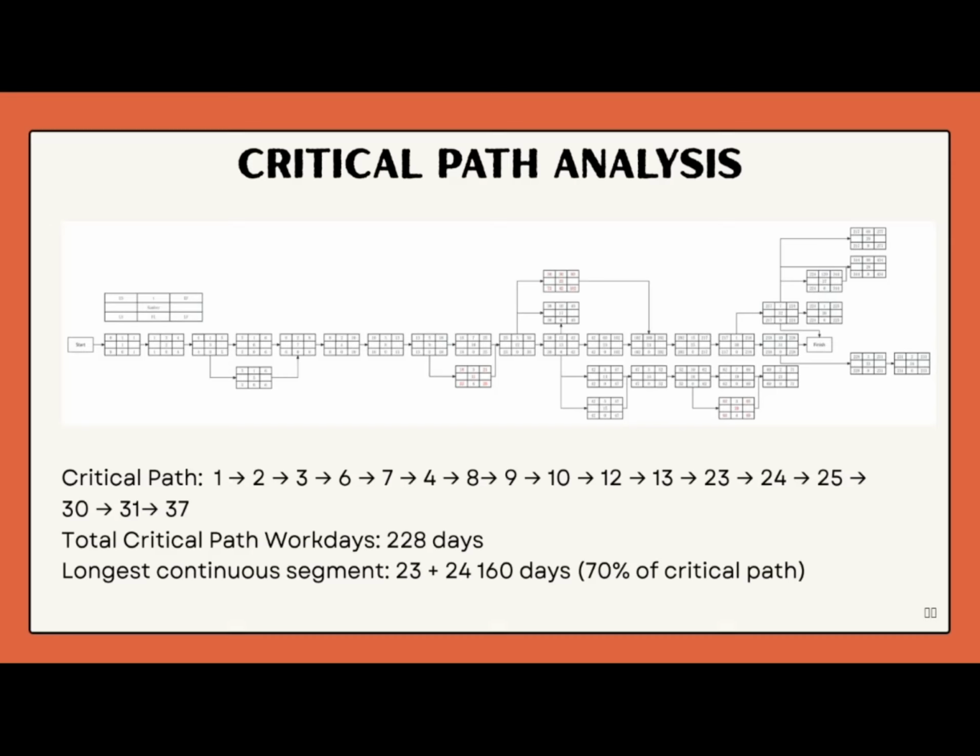The longest continuous segment is activities 23 and 24: deep drainage 60 days plus earth and stonework 100 days. Total 160 days, which is 70% of the entire critical path. Any delay here will cause a delay of the full reopening.